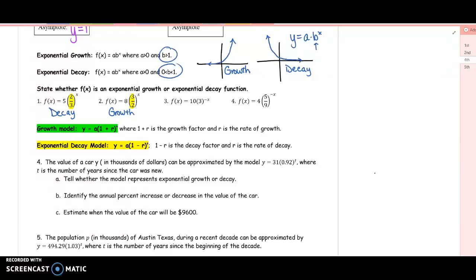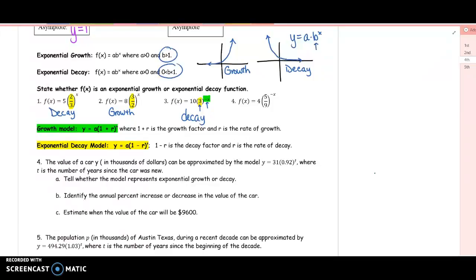I see that the b value is 3. But I also see that in the exponent there's a negative. And a negative in front of the exponent indicates a horizontal reflection, or reflection over the y-axis. So if we take this exponential growth function and reflect it over the y-axis, what will that start to look like? Decay. If you take this growth graph and reflect it horizontally, now it suddenly is decay. So this one, even though it looks like growth because of the 3, because of the negative in front of the x, that flips it around and turns it into a decay function.